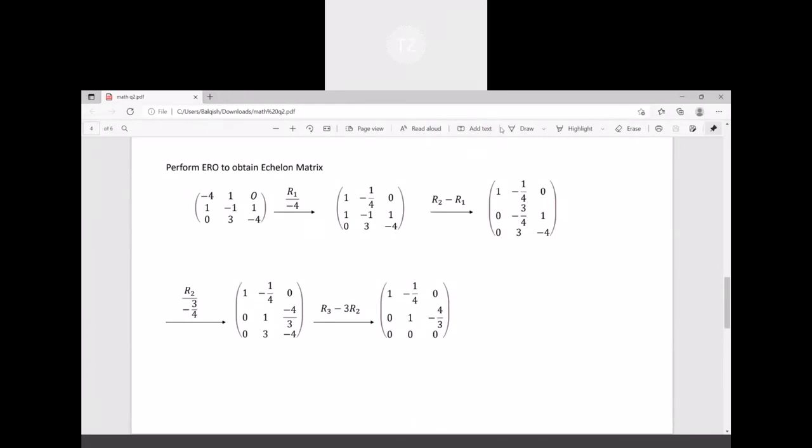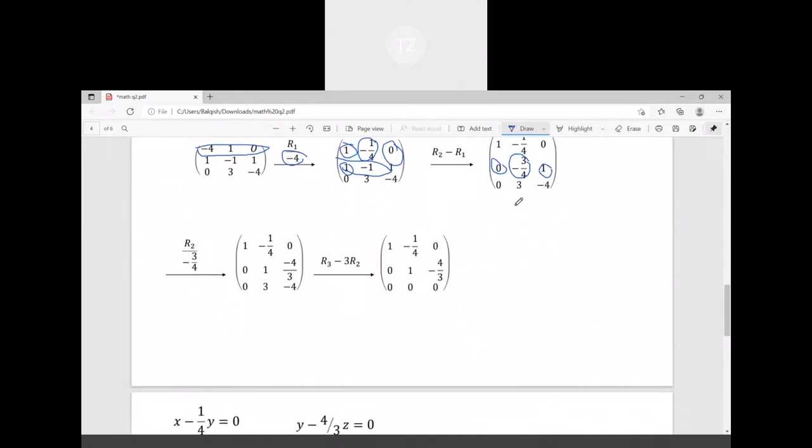So first row we divide with -4, because the rule of echelon matrix, -4 should be 1. So -4 divided by -4, 1. Then 1 divided by -4, -1/4, and then 0 divided by -4, 0. Okay. Under the pivot point, 1, here should be 0. So row 2, we minus with row 1. So 1 minus 1, 0. -1 minus -1/4 is -3/4, and then 1 minus 0, 1.